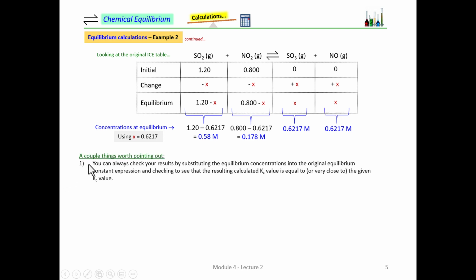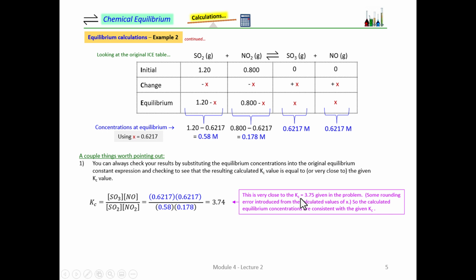Now, there's a couple things worth pointing out here. You can always check your results by substituting the equilibrium concentrations, that means these values that we got here, into the original equilibrium constant expression and checking to see that the resulting calculated Kc is equal to or very close to the one given in the problem. So we can do that here if we write the expression for the Kc for this equilibrium, substitute in the equilibrium concentrations that we calculated. If I do that, I get 3.74, and the original value given in the problem is 3.75, which is close enough. Some rounding error can throw you off a little bit there.